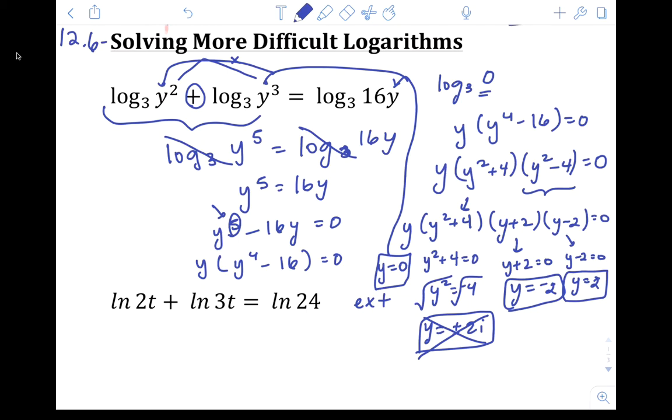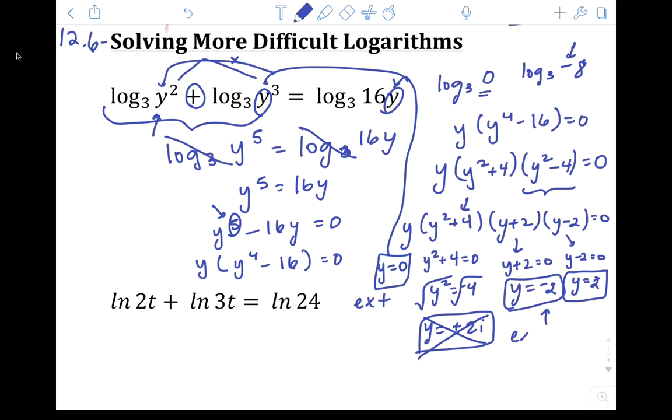Now, let's check negative 2. When I plug in negative 2 right here for y squared, it makes positive 4. So far, we don't have an issue. But as soon as I plug it in here, and of course also here, but it only takes one of them to be a problem, that becomes negative 2 to the third. That is taking the log base 3 of negative 8. Can you take the log of a negative number? You cannot.